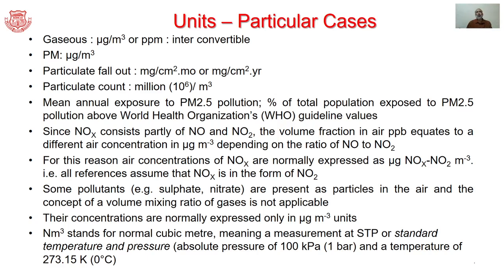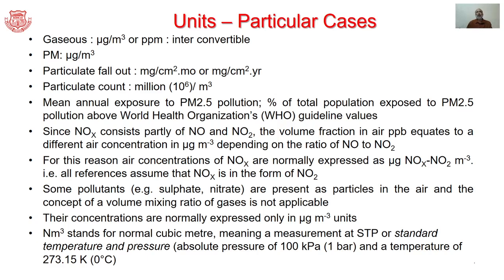Also, these oxides of nitrogen consist partly of NO as well as NO2. So the volume fraction in air in ppb equates to a different air concentration in microgram per cubic meter depending on the ratio of NO to NO2. Hence, the concentration of the oxides of nitrogen is normally expressed as microgram oxides of nitrogen based on nitrogen dioxide per cubic meter. So, all references assume that oxides of nitrogen are in the form of nitrogen dioxide.